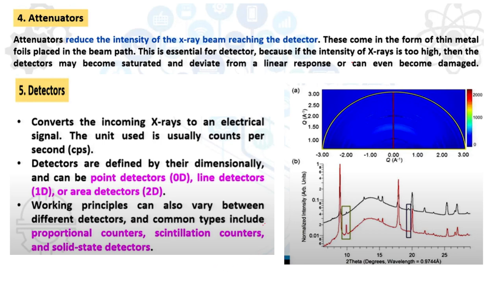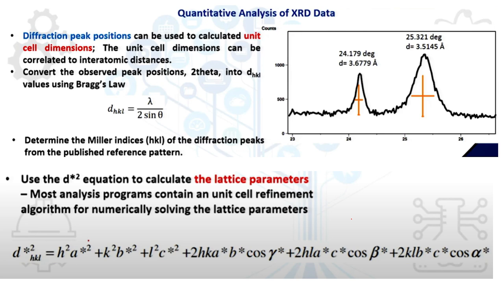From XRD, you will plot the intensity versus 2 theta. For wide angle, it will be around 5 degrees to 90 degrees. Depending on the diffraction angle, you will get different peaks at different angles. Now, how can quantitative analysis be done through XRD? Diffraction peak position can be used to calculate the unit cell dimension. First you check a sample and then match it with a specific card number like the JCPDS card number. Based on that, we calculate the d value.